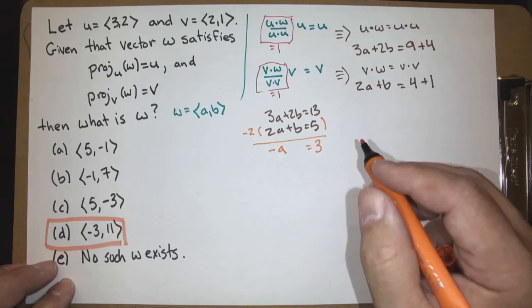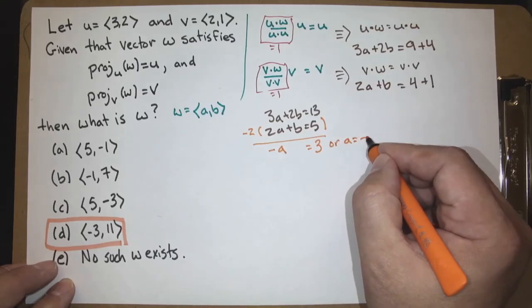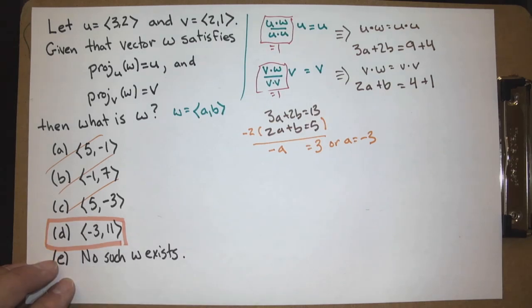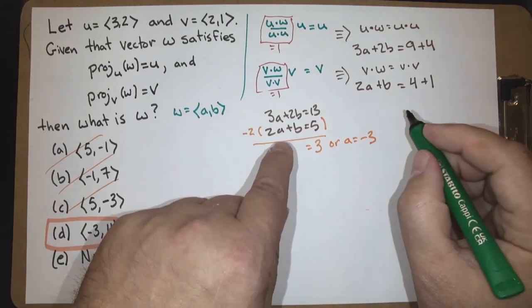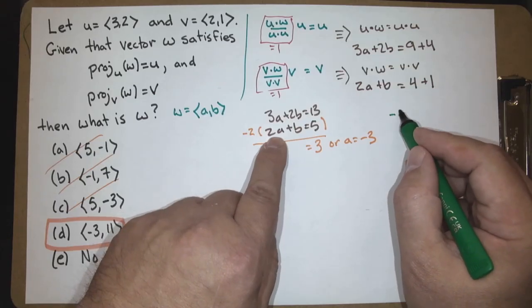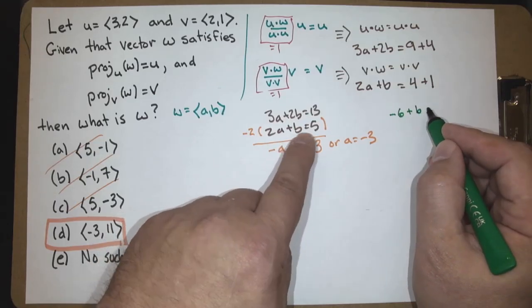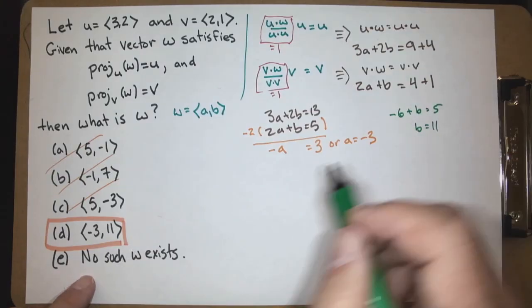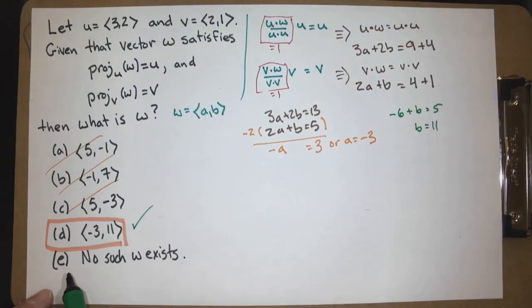So negative A equals 3, or A equals negative 3, which means we can now rule out the first three options. Pick a formula, any formula. Let's say we pick the second formula: 2 times A is negative 6, plus B equals 5. Add 6 to both sides, B equals 11. And we're like, yes, good. So it does exist, so that rules out E. That was a great way to do it.